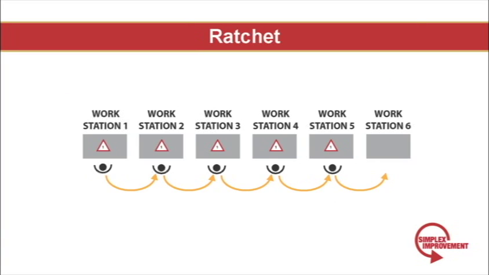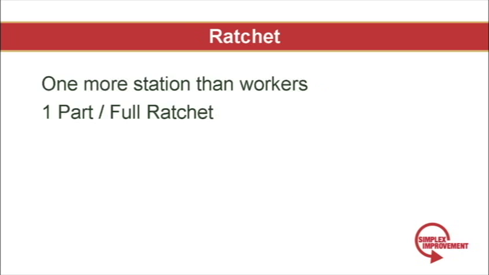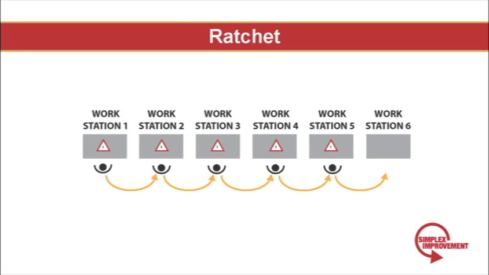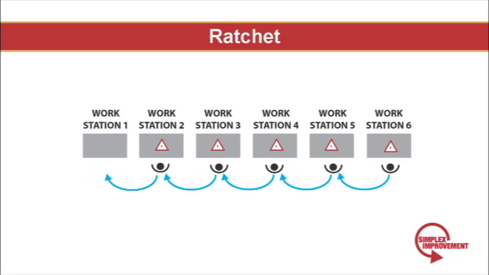This last example is called a ratchet. So if you find yourself in a situation with 6 workstations but only 5 workers, this model could work for you. You'll be getting one piece every complete ratchet of the line. So workers ratchet back and forth between 2 stations. Again, each time the line ratchets, a complete part is produced.